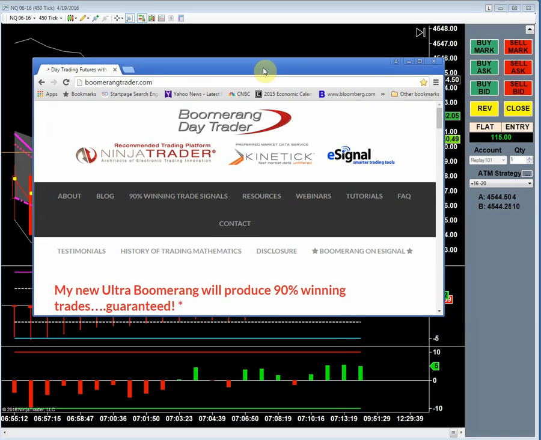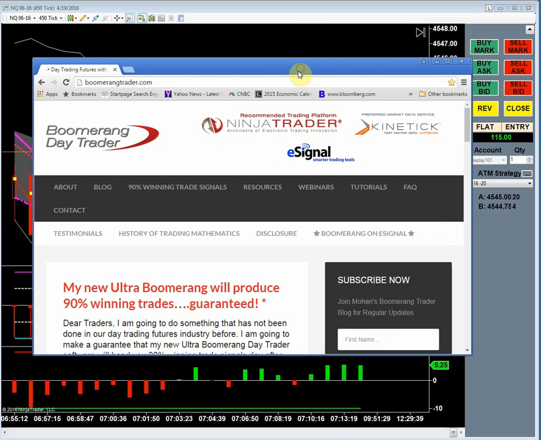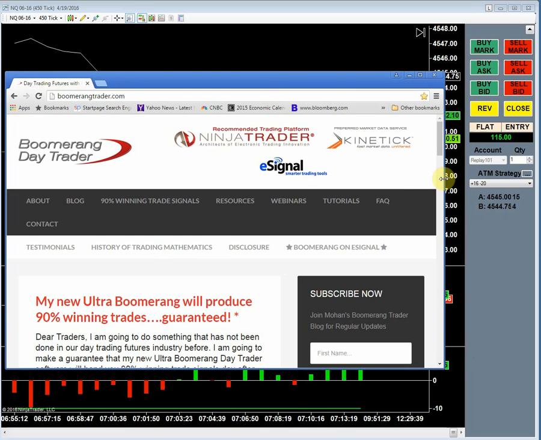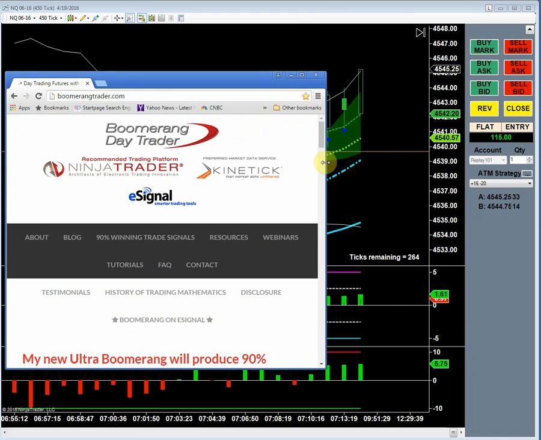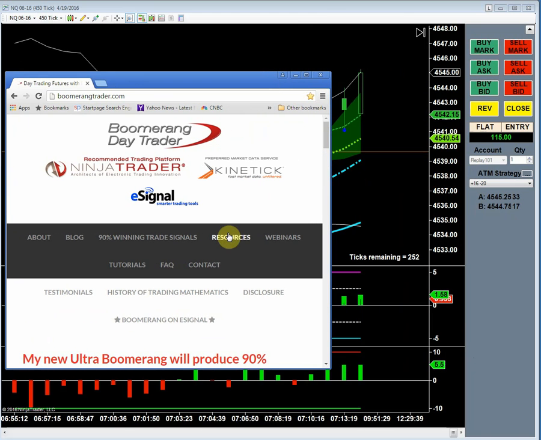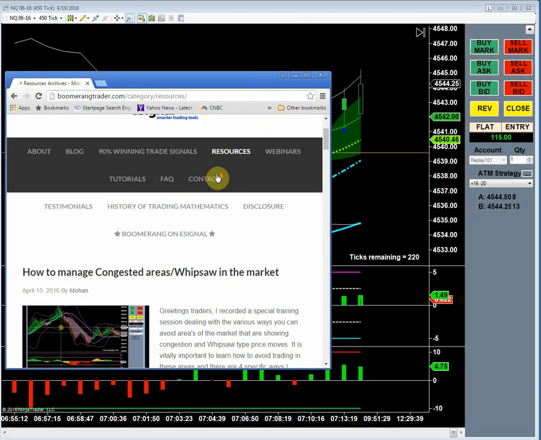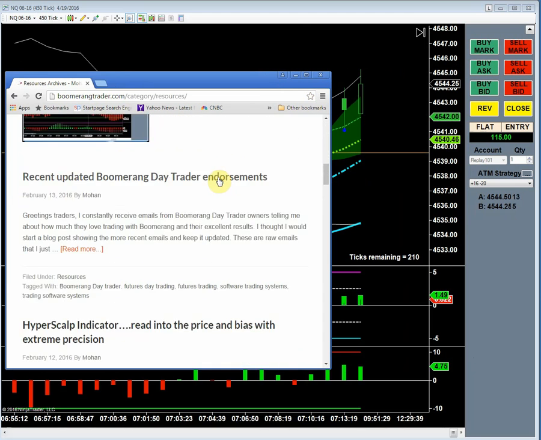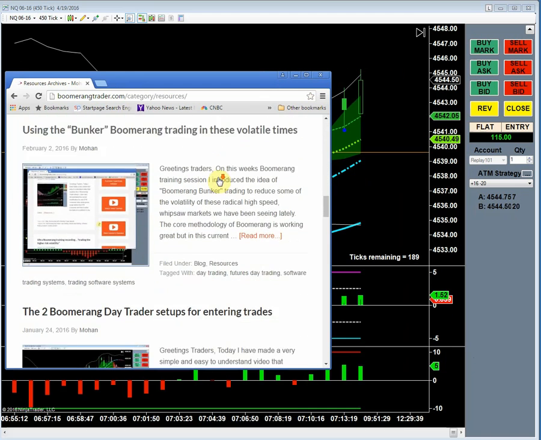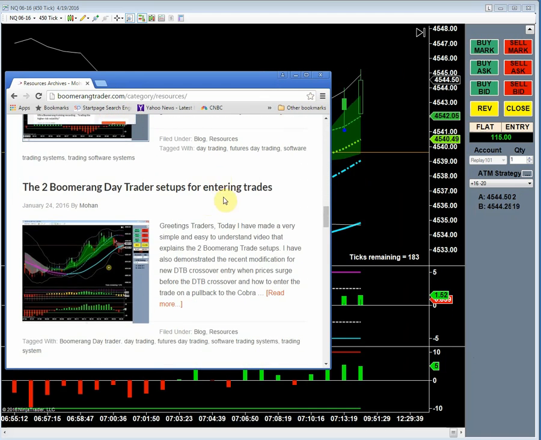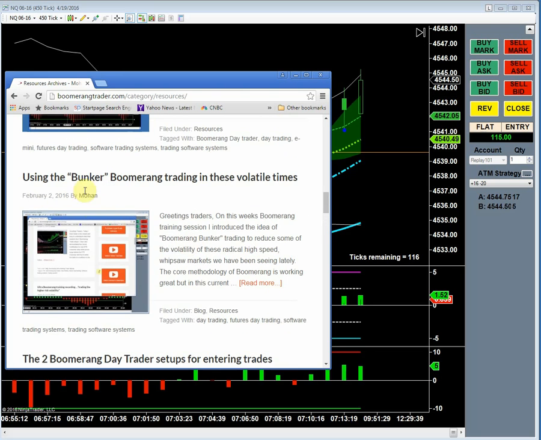So let's go over to the Boomerang blog. Okay, let me squish this so I can keep an eye on this market here. Usually after a trade, it's going to take a while. Go over to resources on the Boomerang blog. Scroll down to, well, there's 2 things you can watch here: the 2 Boomerang Day Trader setups for any trade. It's just about a 10-15 minute, very short video. And then read the bunker boomerang trades.